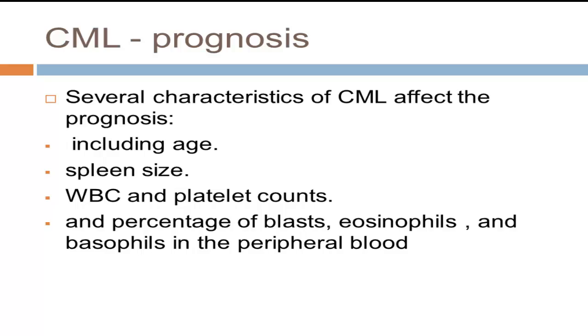Prognosis: several characteristics of chronic myeloid leukemia affect the prognosis, including age, spleen size, white blood cell and platelet counts, and percentage of blast, eosinophil, and basophils in the peripheral blood.